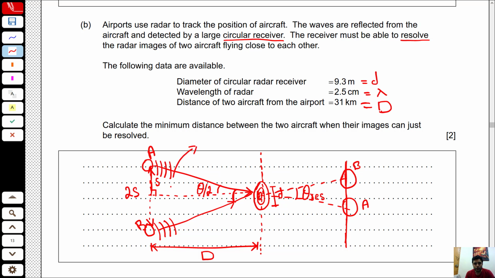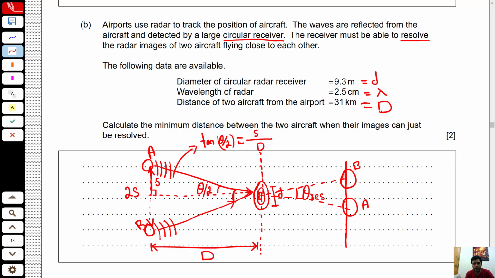You can see this is a right angle triangle, and on this right angle triangle we can apply SOH CAH TOA. So we have hypotenuse, opposite, adjacent. Opposite over adjacent is tan of the angle. So we have tan of this angle, which is theta divided by 2. So tan of the angle is opposite over adjacent. Opposite is s, and adjacent is this distance, which is this capital D.